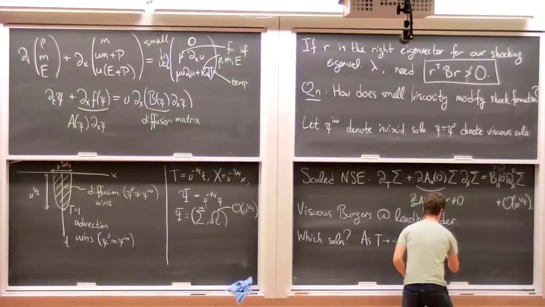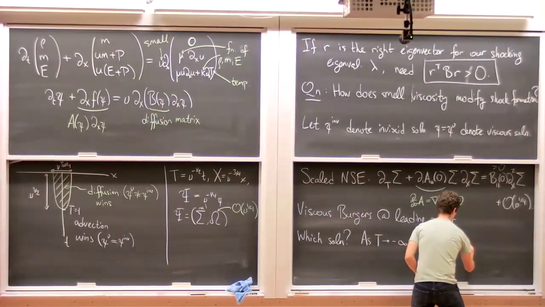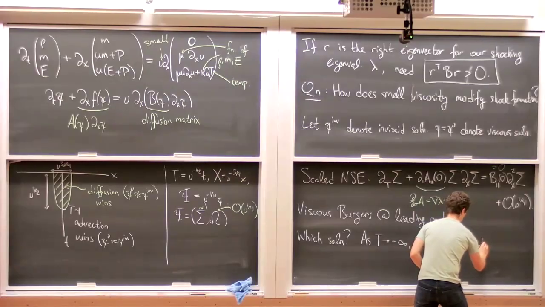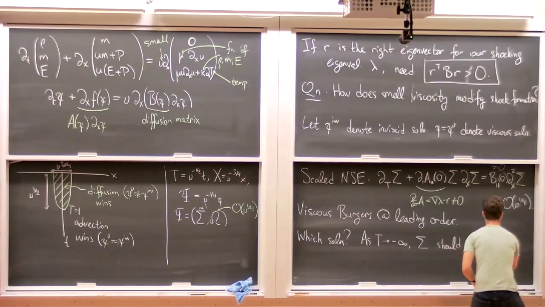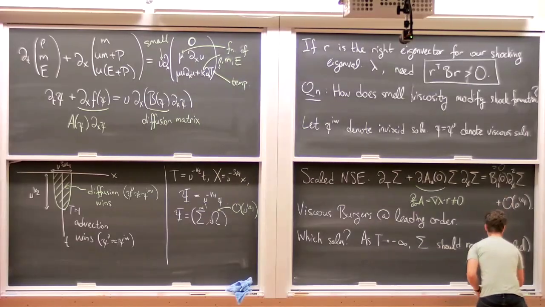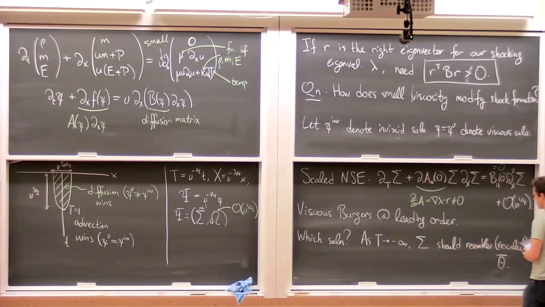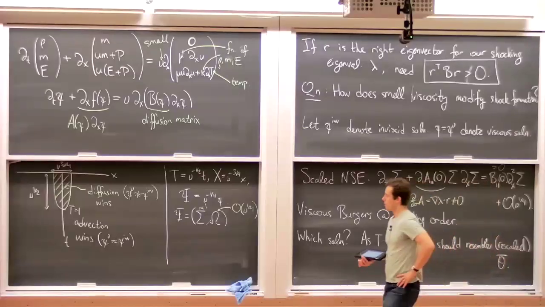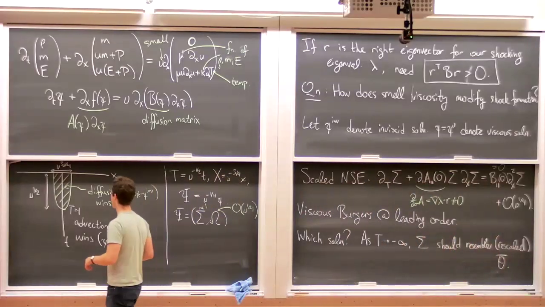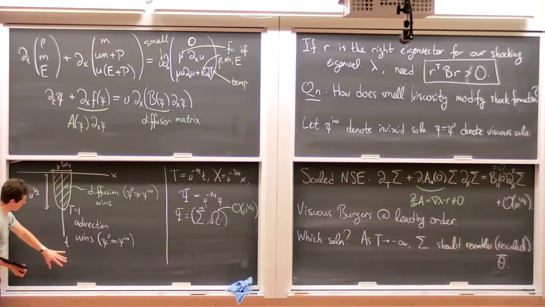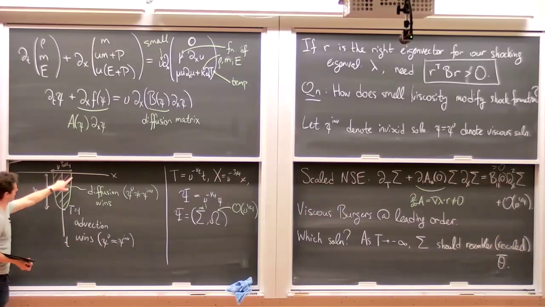sigma should resemble a rescaling of theta bar. We could think of this as a matching condition if we like. We're trying to match the inviscid or the approximately inviscid behavior in the exterior of this region with a solution of viscous Burgers in the interior.